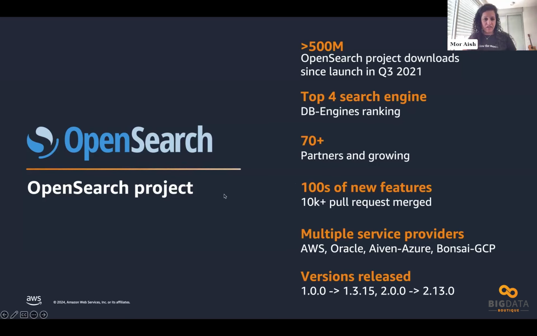OpenSearch comes in two flavors. The first one is the self-managed. You can simply download the code and deploy it in your systems and manage all the infrastructure and everything yourself. Or the fully managed service, the Amazon OpenSearch service, which I'll be talking about today.